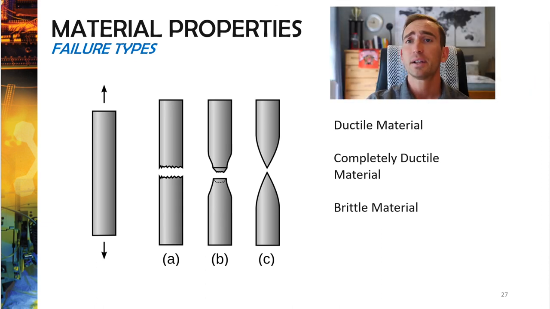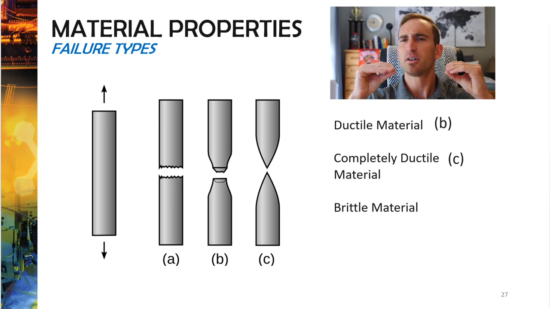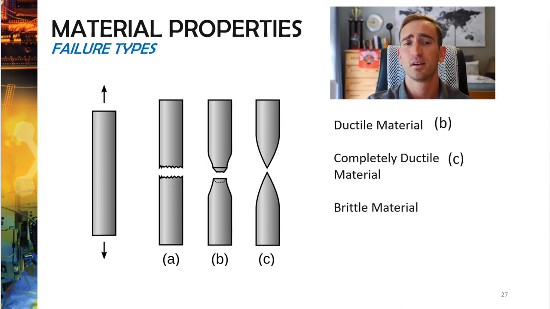Okay. If we look at the answers to this question here, we have the ductile material, completely ductile material, and brittle material. The ductile material would be something like in the middle, and in this case, it turns out to be B. It is the middle one. If we look at the completely ductile material, that's going to be C. It basically got smaller and smaller and smaller in the cross-section and eventually just pulled apart. But it stretched quite a bit before it actually failed, so we would say that that's completely ductile. A brittle material is something that fails suddenly with almost no stretch. So A would be a very good example of a brittle material.